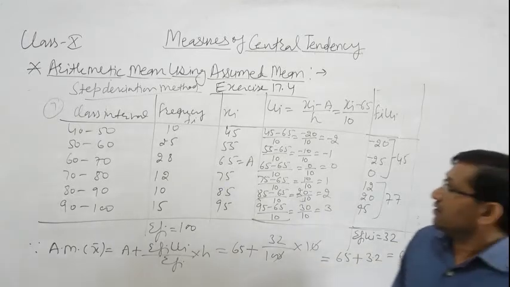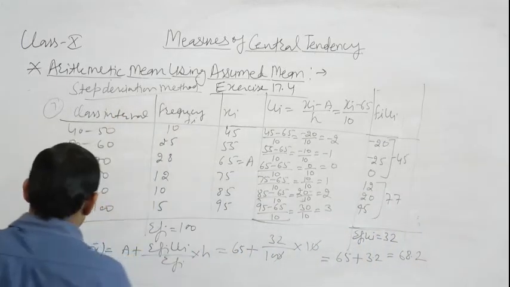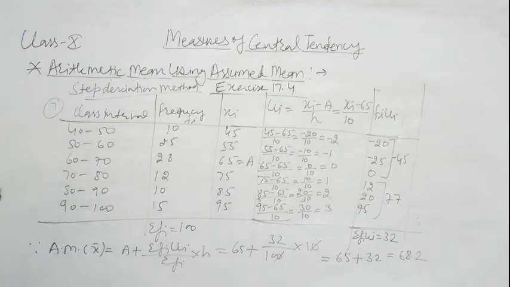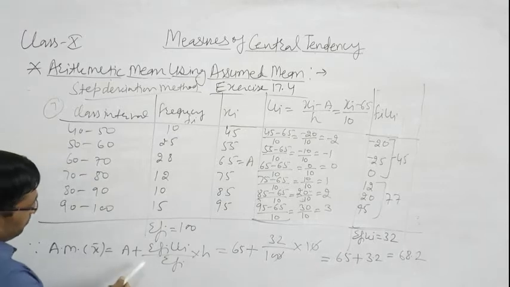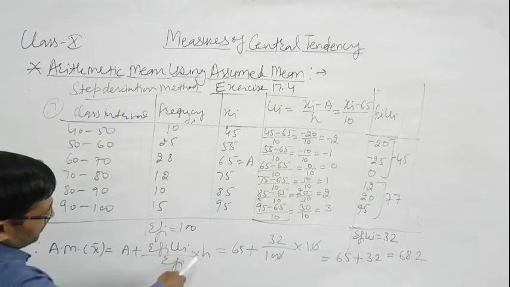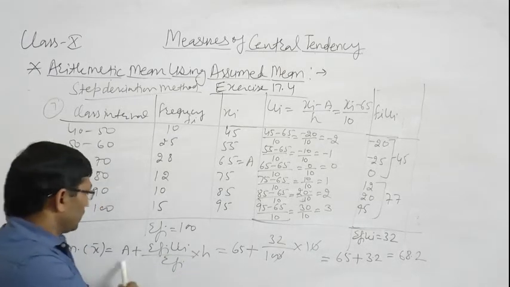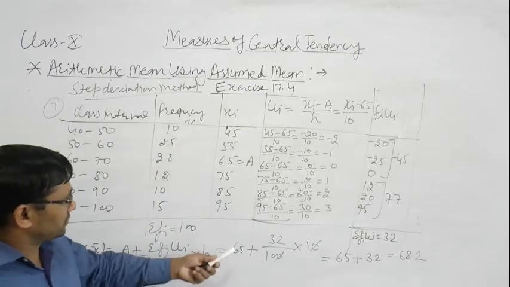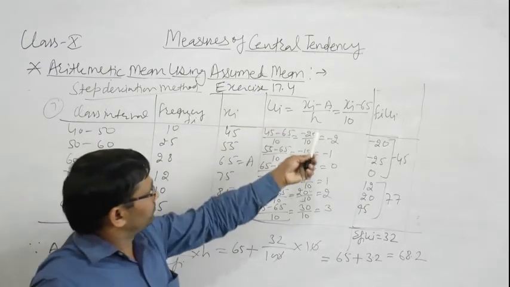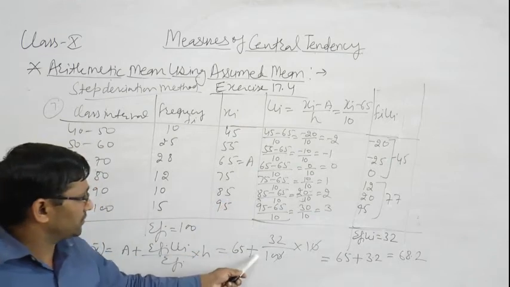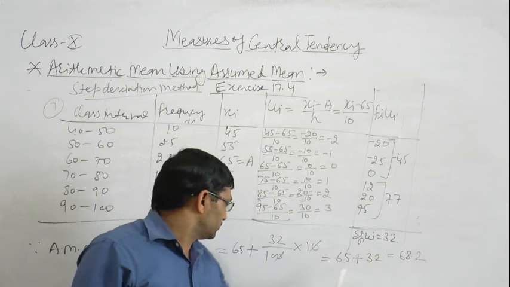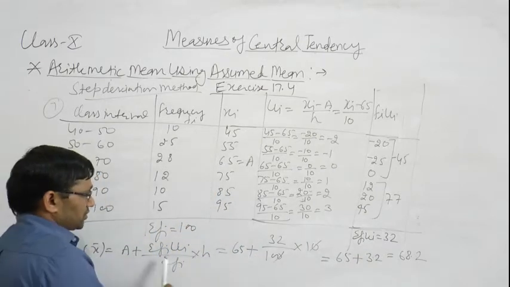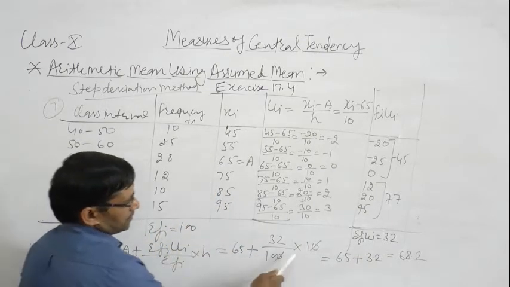Clear? We use the step deviation method, for which the formula of arithmetic mean is a plus sigma fi ui upon sigma fi, multiplied by h. The value of a means the assumed mean. A is 65, plus sigma fi ui, which is 32, upon sigma fi, which is 100, multiplied by 10.